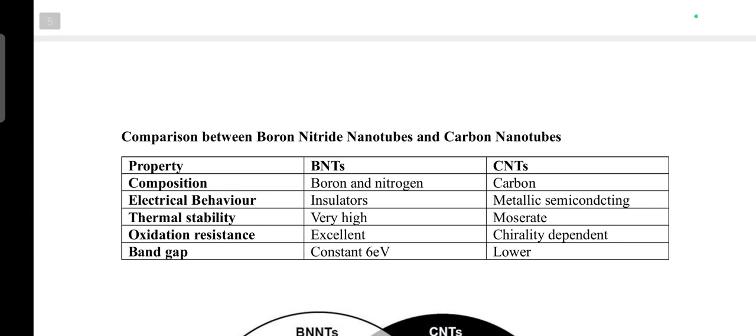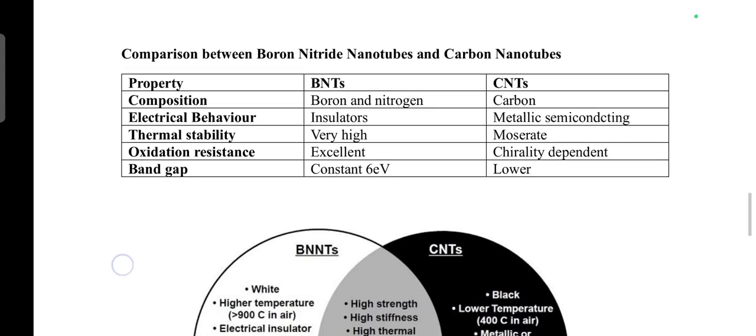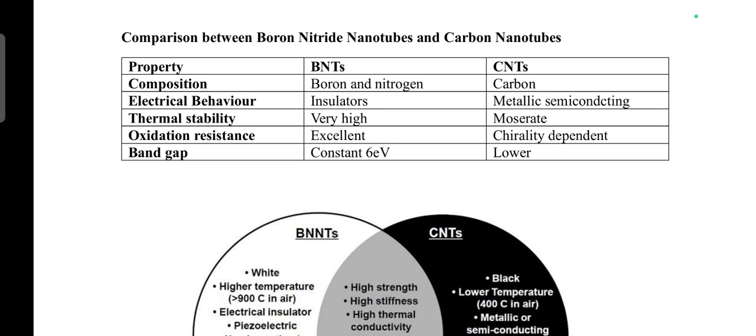Then we will discuss comparison between boron nitride nanotubes and carbon nanotubes. We will discuss shortly the main differences between boron nitride nanotubes and carbon nanotubes. First, we will discuss the properties by which they differ from each other. Composition: what type of elements they are composed of.